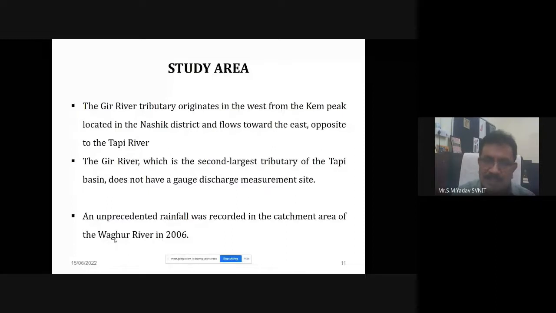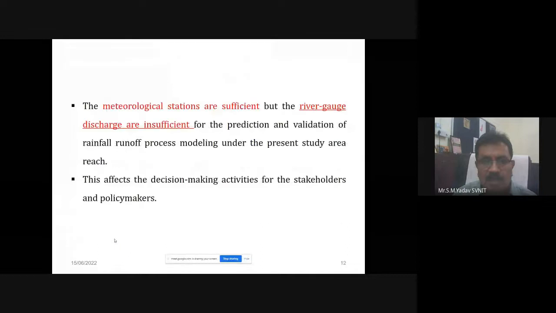The Gir River, which is the second largest tributary of the Tapi basin, does not have a gauge discharge measurement site. An unprecedented rainfall was recorded in the catchment area of the Wag River in 2006. The meteorological stations are sufficient in the basin, but the river gauge discharge data are insufficient for the prediction and validation of rainfall runoff process modeling in the present study area reach. This affects the decision-making activities of stakeholders and policymakers.